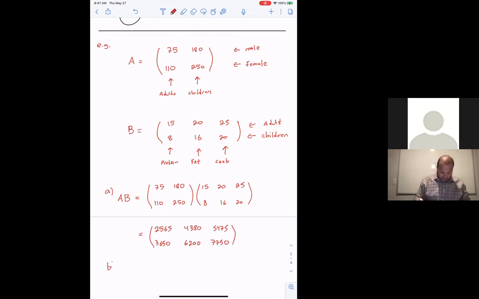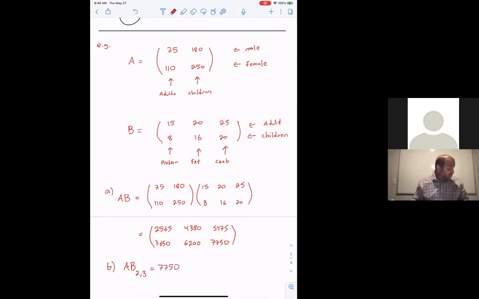Now part B says, what exactly is AB? Now the book says AB32, which is the third row, second column entry of AB. Unfortunately, there is no third row, second column entry of AB. So that's a mistake. And if you actually look at the answer, which you shouldn't do yet, it doesn't give me AB32, it actually gives me AB23, which does make sense. Second row, third column entry. We know this is 7750.